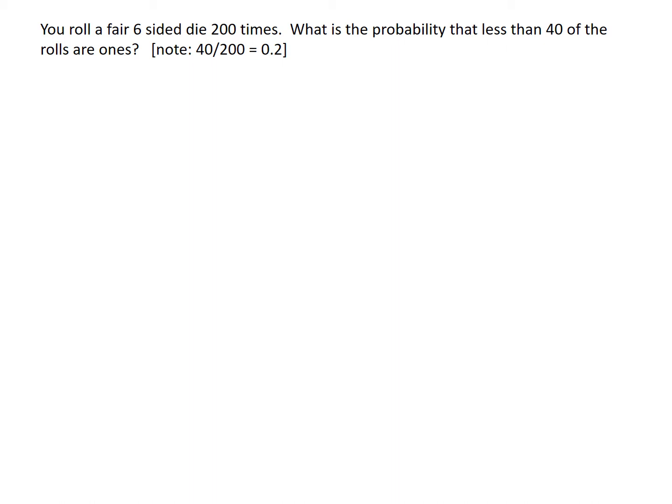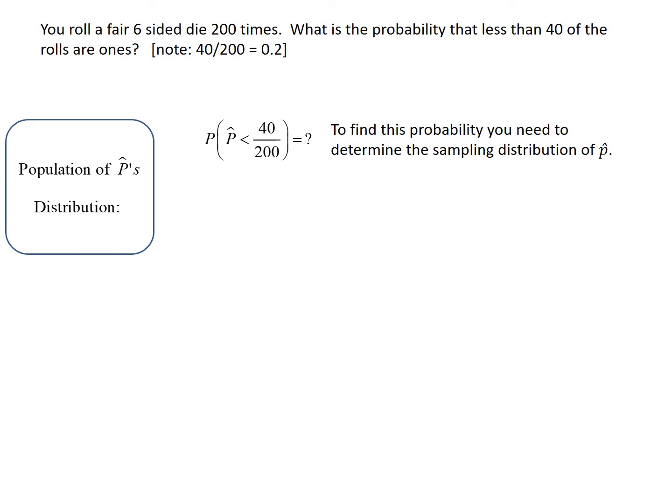In the second example, we were rolling a fair 6-sided die 200 times, and we want the probability that less than 40 of the rolls turn out to be 1s. So we want the probability that p hat, our sample proportion, is less than 40 over 200, or less than 0.2. And again, 0.2 is perfectly fine to use here because that's the exact value of 40 over 200, not an approximation. To do this, we need to know the distribution of p hat.